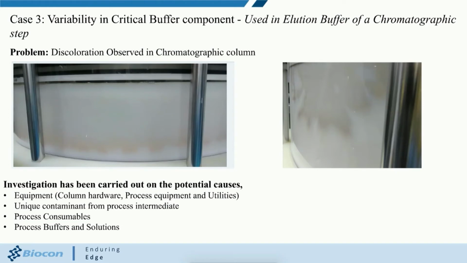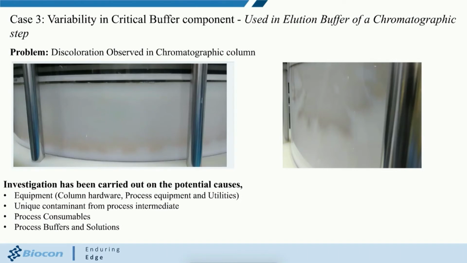So we started investigation from all the aspects of potential causes which could lead to this issue. We looked at equipment and hardware. Typically, with so much steel equipment, even rusting can cause this kind of issue. So we looked at column hardware, process equipment and utilities, basically the water plant and other areas, to check for any rusting. We opened up the equipment and verified physically and visually, and we don't see any difference in the rusting part.